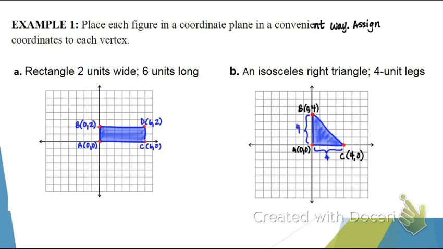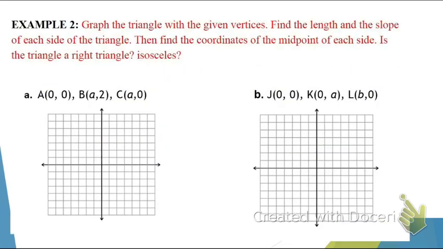When we talk about placing it in a convenient way, it means that it's easy to find the coordinates. It means that it would be easy to find the lengths of things, like the lengths of this isosceles triangle. And generally, when we get ready to set up the proof, we do lots of work with finding lengths of things or finding slope. So it's nice if we place things in a convenient way. Let's take a look at these examples. These ones say to graph the triangle with the given vertices and find the length and slope of each side.